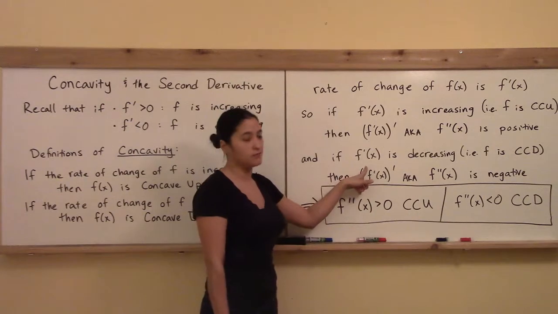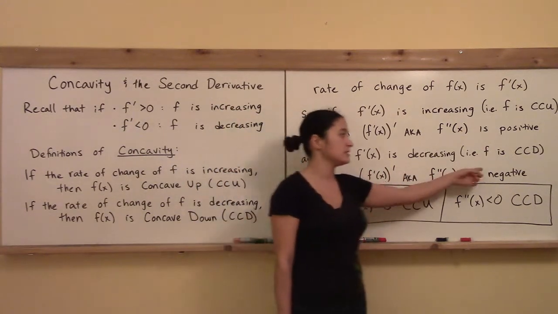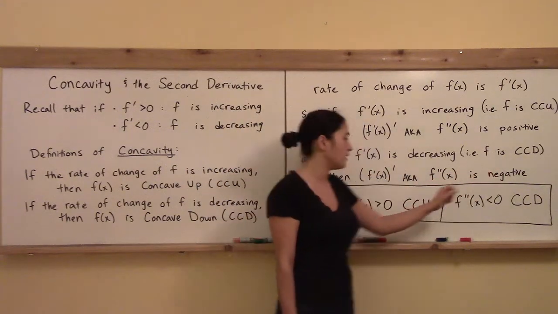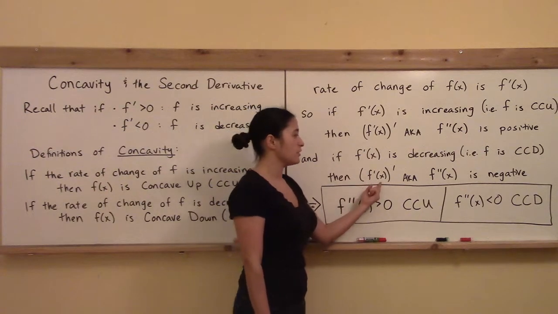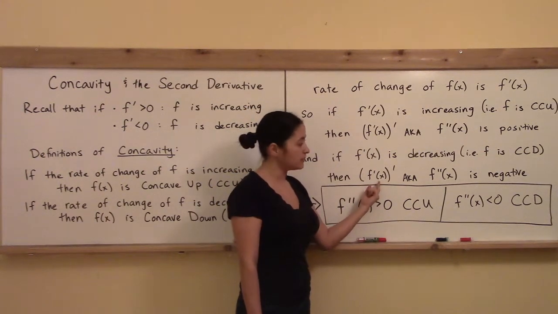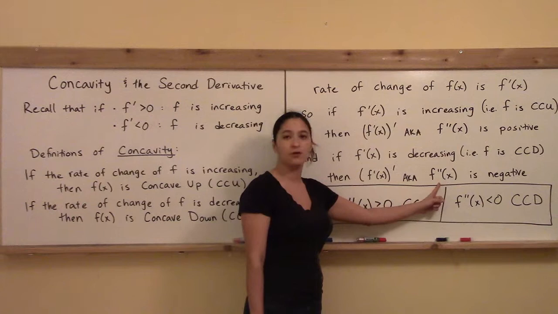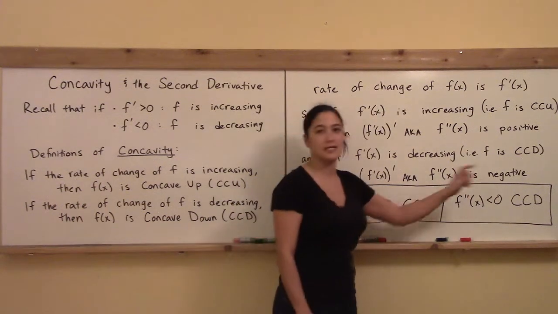Okay, so we'll go into some pictures and interpretations next, but just to finish this off, likewise, if the derivative, the rate of change of f, is decreasing, that is to say, that's the definition of concave down, then what happens is the derivative of that derivative, also known as the second derivative, or f double prime, is negative.